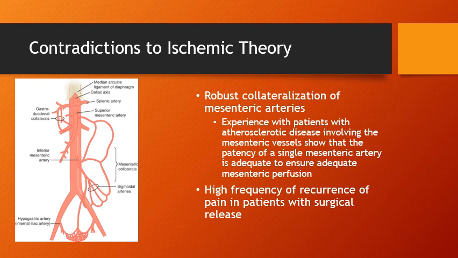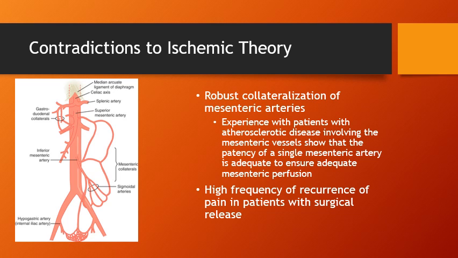Even if they have a completely occluded celiac, or in addition to that, maybe also an occluded SMA, as long as they have an IMA, one vessel that's still patent, they do not present with any kind of mesenteric ischemia. You need all three to be involved. As long as you have one single mesenteric artery, you have adequate mesenteric perfusion.